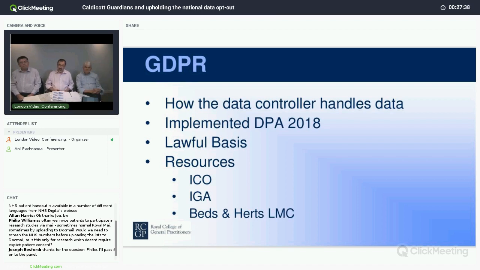So, a little bit more detail about GDPR. We are data controllers, and therefore we must handle our data in line with the General Data Protection Regulation, and in particular with its implementation through the 2018 Data Protection Act. It requires us to have a lawful basis when we're processing data.